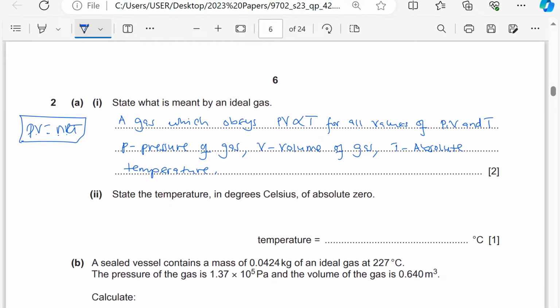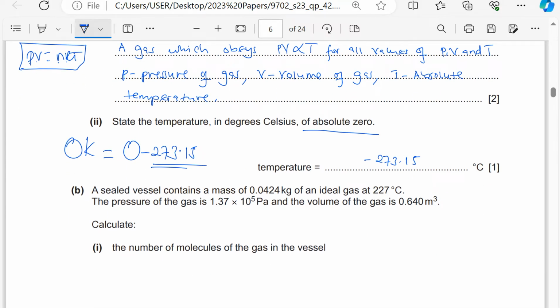State the temperature in degrees Celsius of absolute zero. So 0 Kelvin is going to be 0 minus 273 to change it to degrees Celsius, or 0 minus 273.15. So the answer is going to be negative 273.15 degrees Celsius. This is the more exact value of the absolute zero in Kelvin.